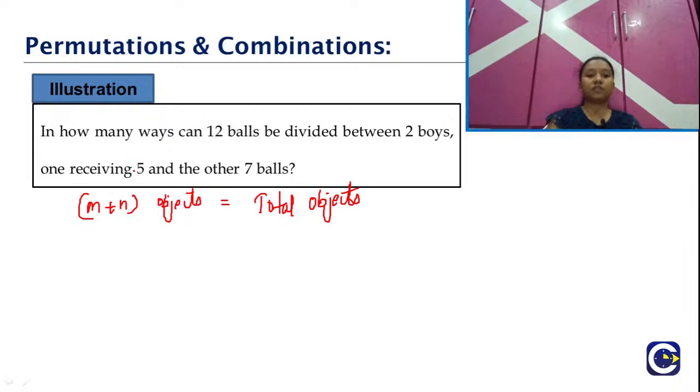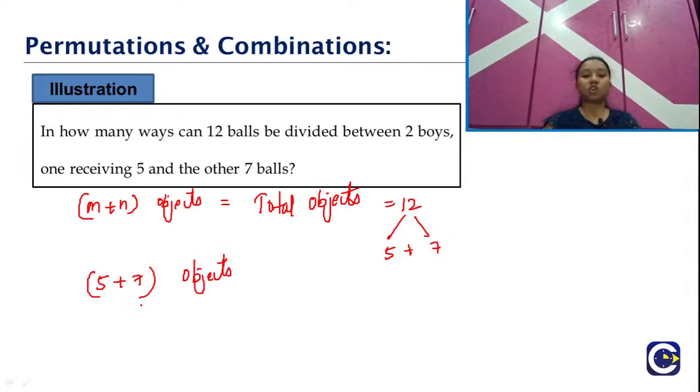Here they have given: in how many ways can 12 balls be divided between 2 boys? There are 12 total balls, so total objects here will be 12. And these 12 balls must be divided between 2 boys, one receiving 5 and the other 7. That means this 12 must have been divided as 5 plus 7, which means m value can be 5 and n value can be 7. That will be 5 plus 7 objects we are having in total.